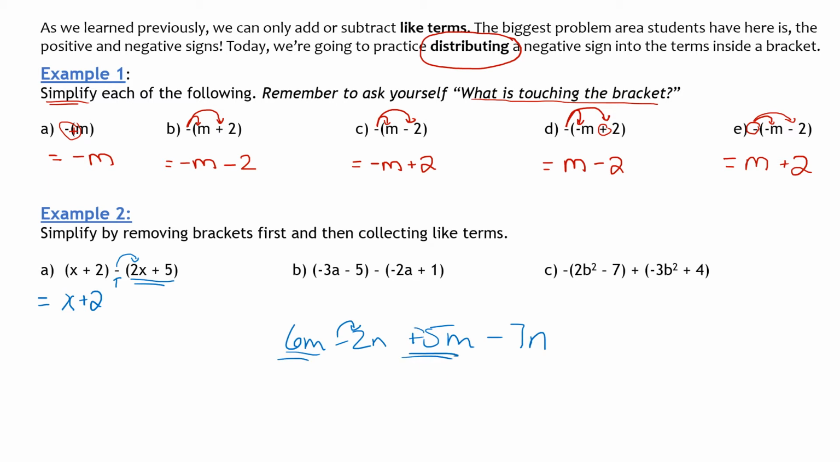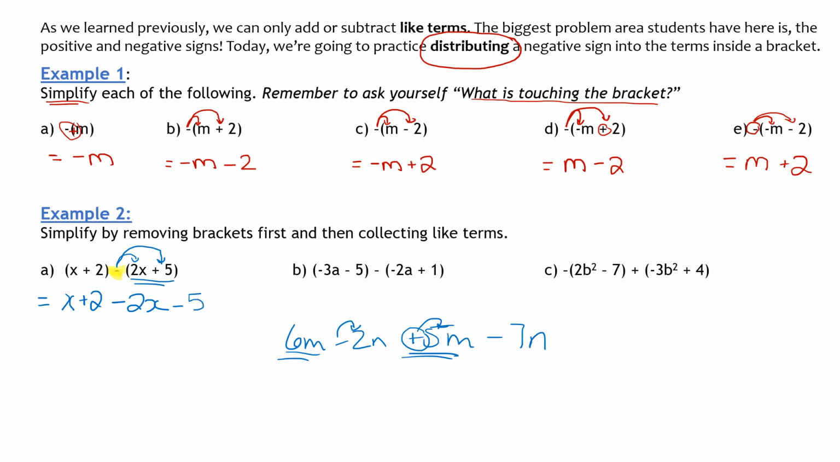So the sign that's just to the left of the number has to go with the term. We're doing the same thing here. The sign that is in front of the bracket, let me highlight it, has to go with everything inside the bracket. So negative times 2x is negative 2x, and a negative multiplied into this positive 5, a negative and a positive, give me a negative 5.